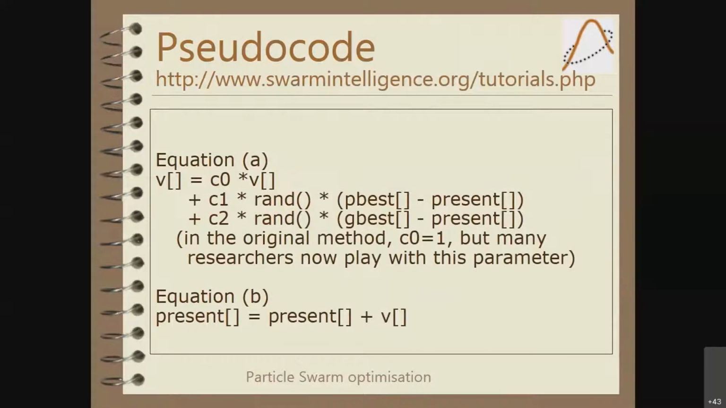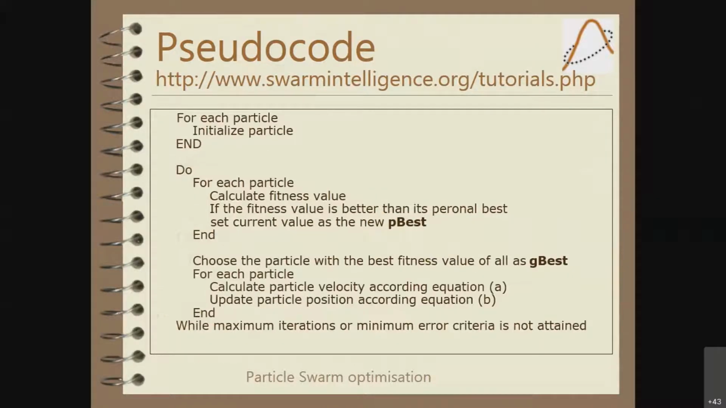This algorithm is pretty simple to follow. You update the position, you update the velocity, and you keep iterating until you find the G best.